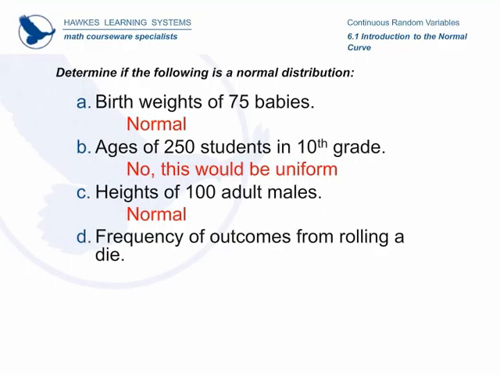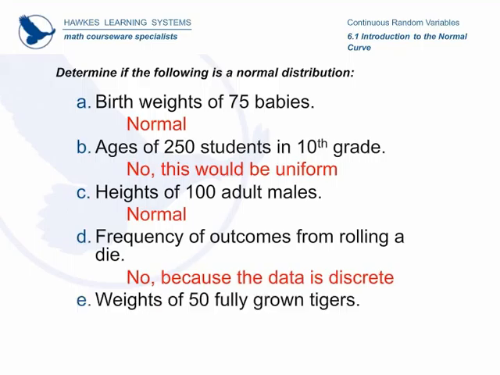And then the frequency of outcomes from rolling a die. No, because the data is discrete. What about the weights of 50 fully grown tigers? That would be a normal distribution. Looking at those examples, what do you notice in terms of which distributions were normal and which ones weren't? Note the characteristics that will be helpful for you going forward.